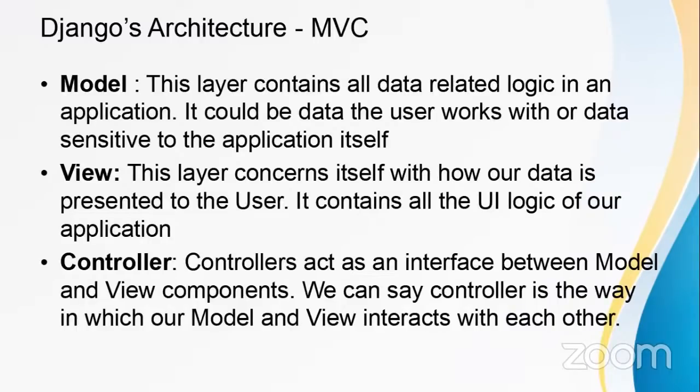How we interact, what we interact with, is the view part of the application, because that is what the user sees. That is the part that contains all the UI logic, all the user interface logic of our application. So this part is what the user interacts with. So this is the view part of the architecture, and then we have the controller. The controller acts like the middleman between our view and our model. So the controller helps our view communicate with our model. It just acts like the middleman.